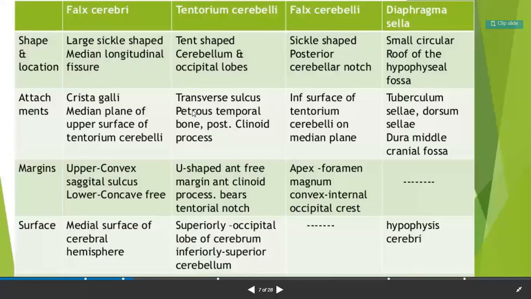Now I hope you clearly understand the attachments, that is the transverse sulcus, the petrous part of the temporal bone, and the posterior clinoidal process. These are the attachment areas of the tentorium cerebelli. The margins are U-shaped: anterior free margin, anterior clinoidal process, and the tentorial notch. Superiorly, it is related to the occipital lobe of the cerebral hemispheres. Inferiorly, it is related to the cerebellum. Then we have the falx cerebelli, which is also a sickle-shaped fold of dura mater, present in the posterior cerebellar notch.